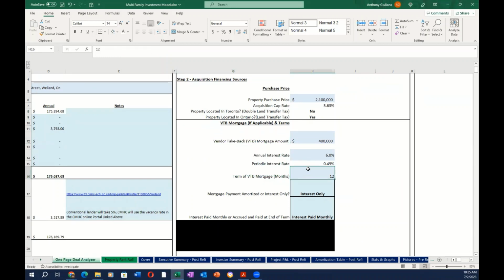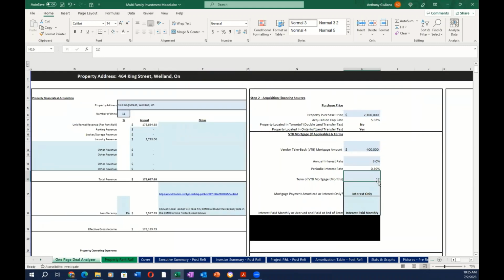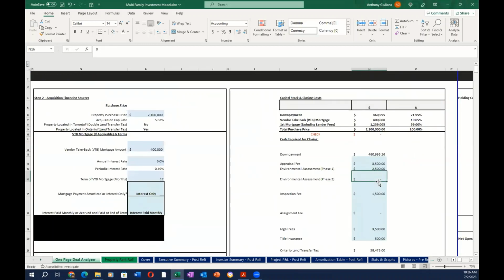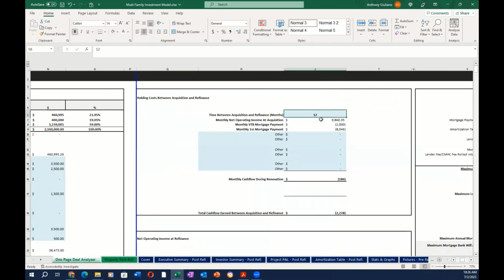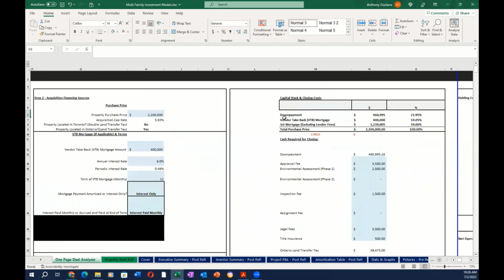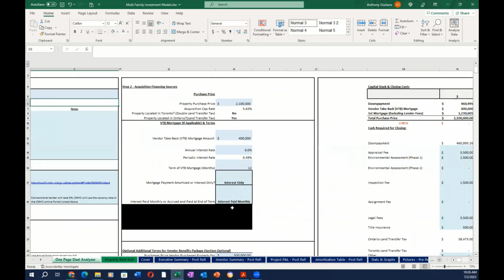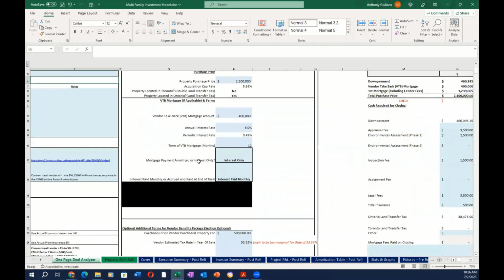The goal here really should be to line up the VTB mortgage term with how long you think it's going to take you to fully reposition the property and refinance. So I like to have this line item here, the time between acquisition and refinance, line up with my VTB mortgage, because ultimately the goal is to pay out the VTB mortgage with the proceeds received from a conventional loan. So the next step I have here is, will the mortgage be amortized or interest only?